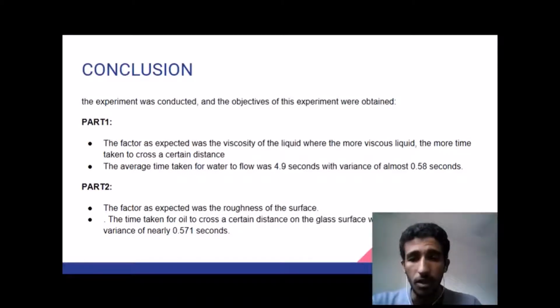In the second part of the experiment, the factor, as expected, was the roughness of the surface, where the rougher the surface, the more energy lost due to the friction between the surface and the liquid studied. So the time taken for oil, for example, to cross a certain distance on the glass surface was almost 9.69 seconds with a variance of nearly 0.57 seconds, which means that glass has the smallest roughness among the surfaces studied in this experiment.